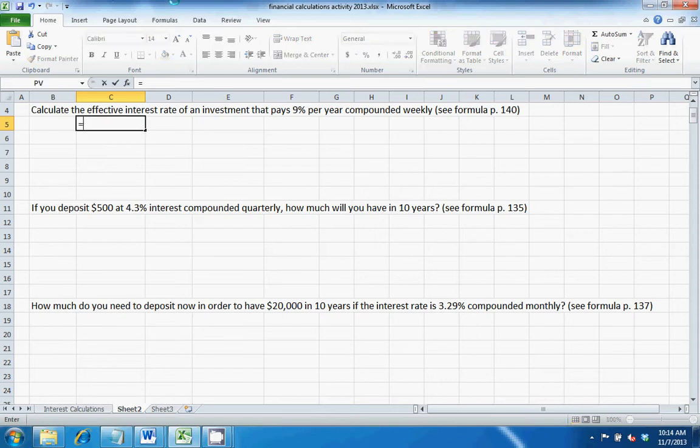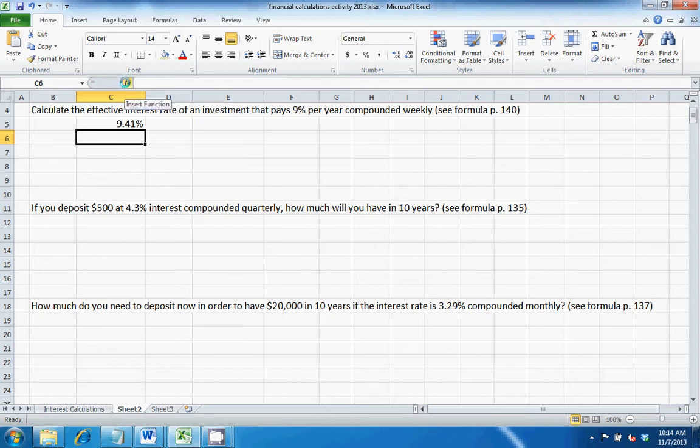So for this first problem, the effective interest rate, the formula, which you can see in your book on page 140, is 1 plus the nominal rate divided by the number of compoundings per year raised to the number of compoundings per year, and then we're going to subtract 1. And that's the effective interest rate. And you should watch the other videos that I'm posting to see exactly what that means. So we're going to format that as a percentage, and we're going to increase the number of decimal places there. Okay, so that's doing that one, typing in the calculation ourselves.